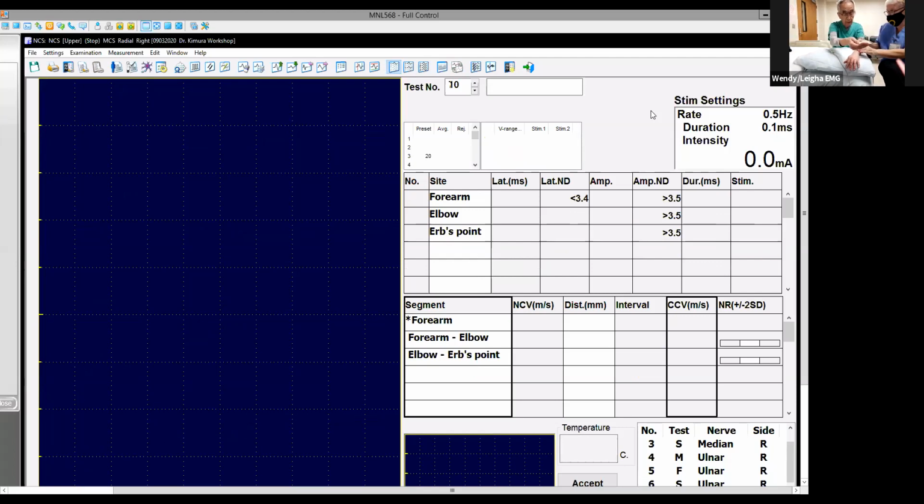Is that right? Yeah, that's about right. Maybe it's a little bit more distal. Yeah, okay, that's good.